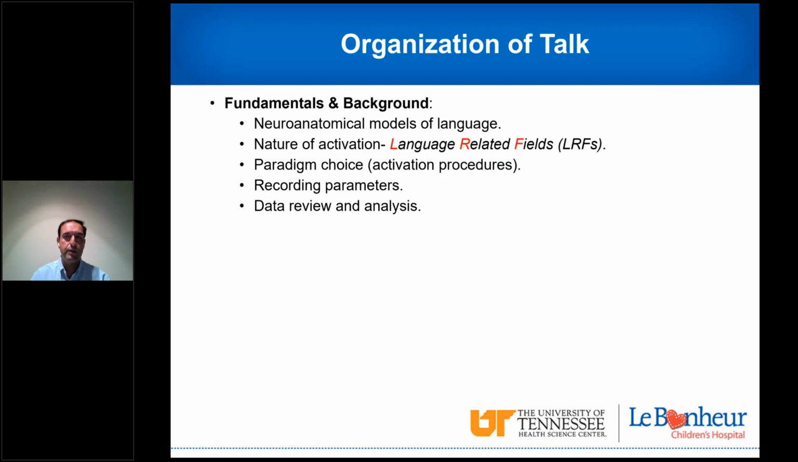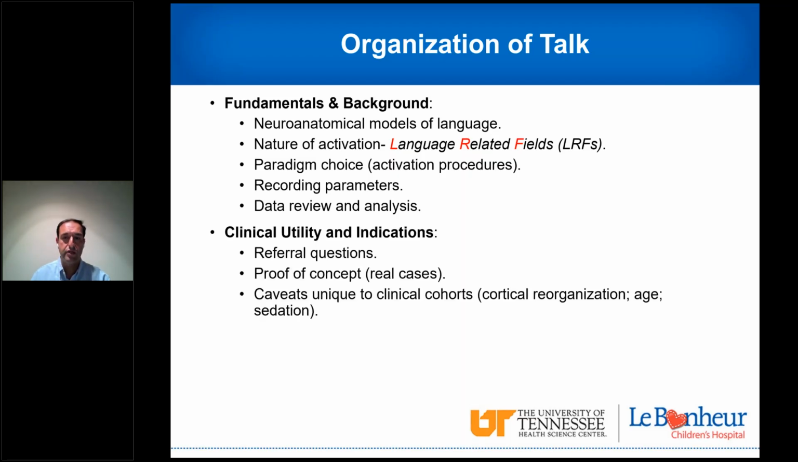We'll discuss recording parameters, data review and analysis, some of the more practical aspects and more hands-on dimensions of performing language mapping. Then, as I mentioned earlier, we'll talk about what are some of the referral questions, where we might encounter the need or the request by a surgeon or neurologist, namely an epileptologist, on performing language mapping, show it in practice with the case studies, and discuss what are some of the caveats that we encounter in doing language mapping, particularly in pediatric populations.